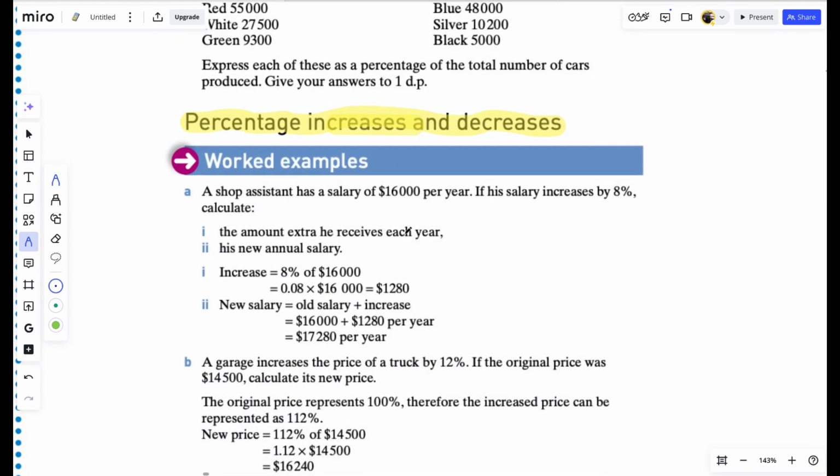Now let's go to percentage increase and decrease. This is very important, especially as this is where Cambridge questions come from most of the time. Okay, so you have to pay attention.